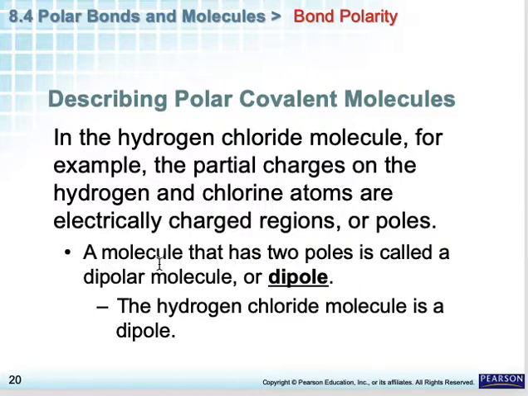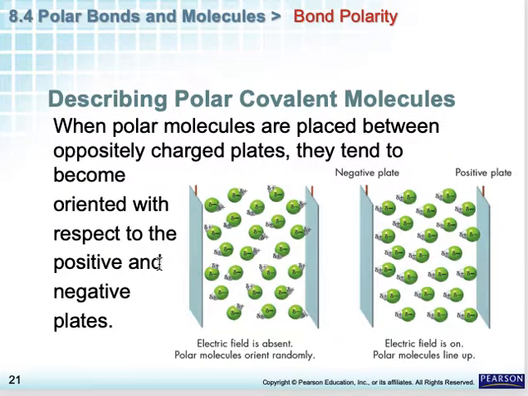The hydrogen chloride molecule, for example, had partial charges on the hydrogen and the chlorine atoms, and they are charged regions or poles, and so we call that molecule a dipole. Hydrogen chloride molecule is a dipole. Water has a dipole.